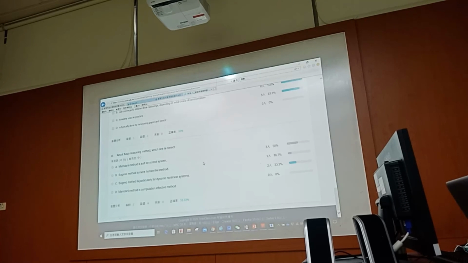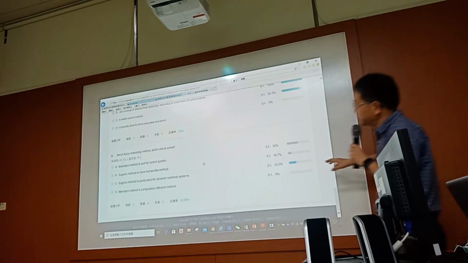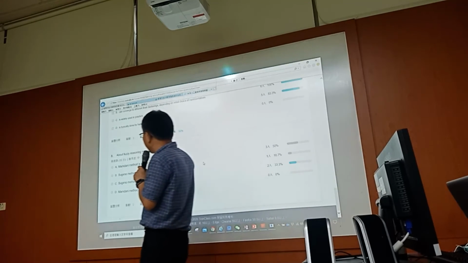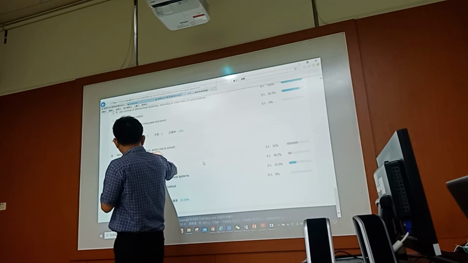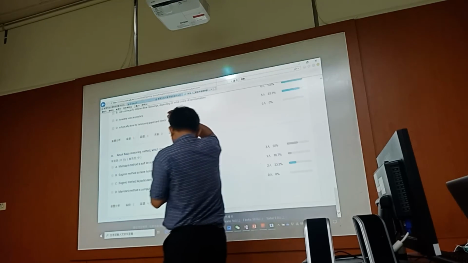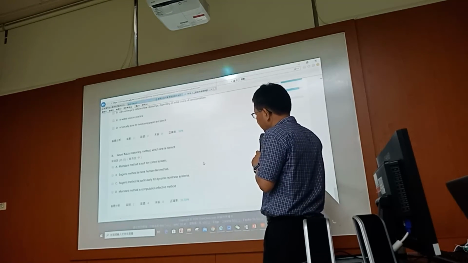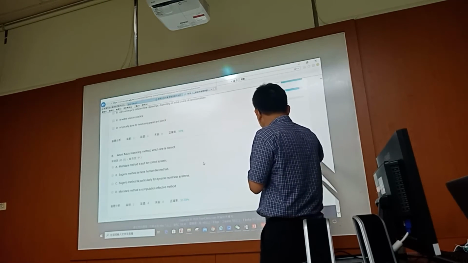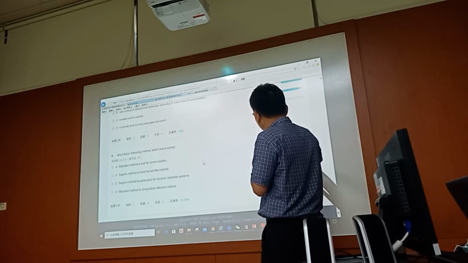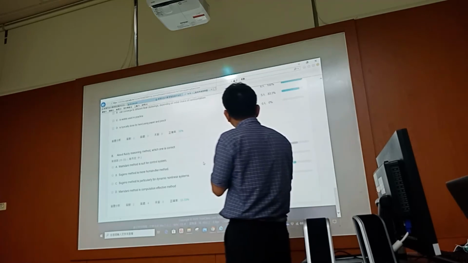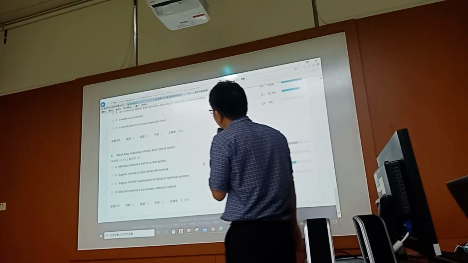That question we check again. We find the last one. About the fuzzy reasoning method, which one is correct? This is where the fourth student is wrong. Who is correct? Who is correct?